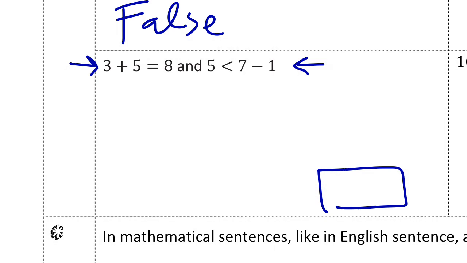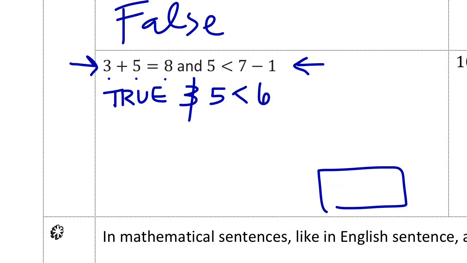Okay, so I know by looking at this that 3 plus 5 does equal 8. So I know this part is true. But since this says and, I need to make sure that the other part is also true. So this says 5 is less than, if I do this subtraction, it's 6. And that is true. 5 is less than 6. So the statement altogether is true. So this is a true compound statement.